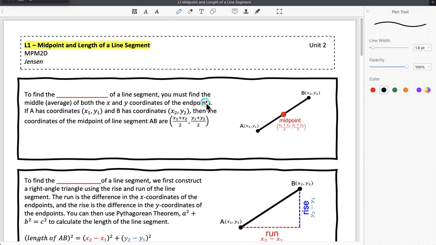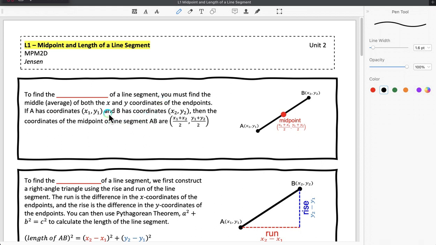Today we're going to be taking a look at the second chapter of the grade 10 math course. In this chapter, we're going to be taking a look at the first unit, midpoints and lengths of a line segment, of the chapter on analytic geometry. Well then, let's get started.